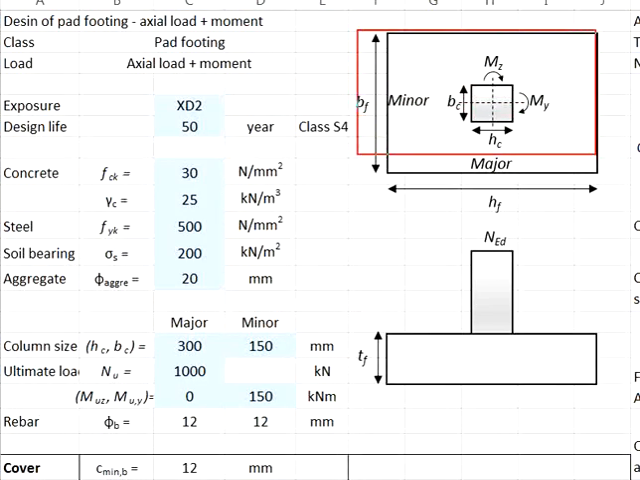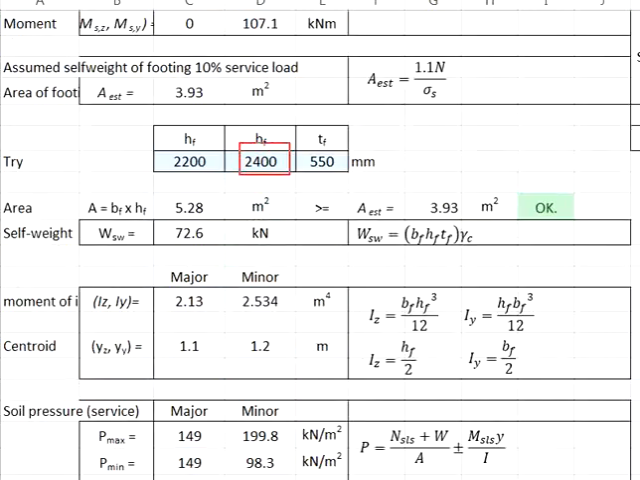By referring to the diagram here, you have moment in the minor axis. The centroid of the rotations will be here. Taking this as the reference point, the y here will be half the width of the pad footing. The width is 2.4 meter. That means your y will be equal to 1.2.